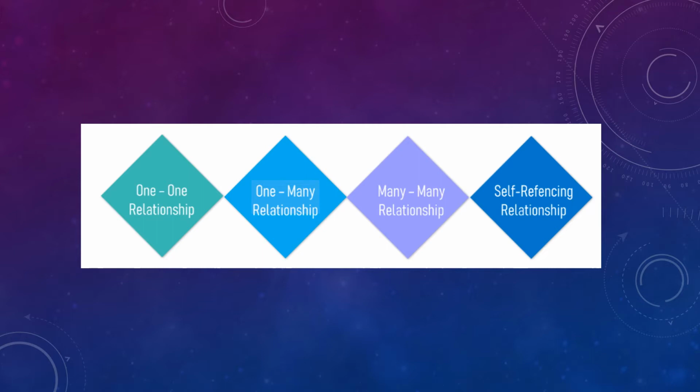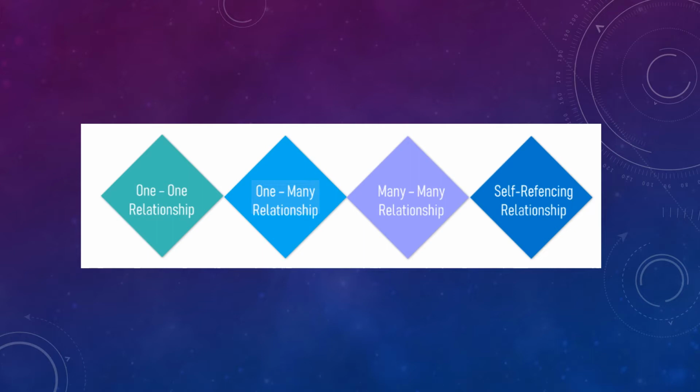Now SQL also enables you to maintain relationships between the tables. This would be either a one-to-one relationship, one-to-many relationship, many-to-many, or self-referencing relationship. A one-to-one relationship is when a single row in a table is related to a single row in another table, where a single row basically means a record. So each record in a table is related to a single unique record in the other table.